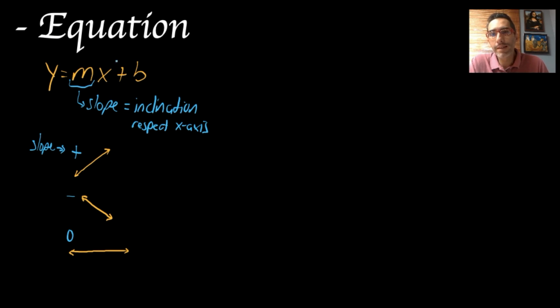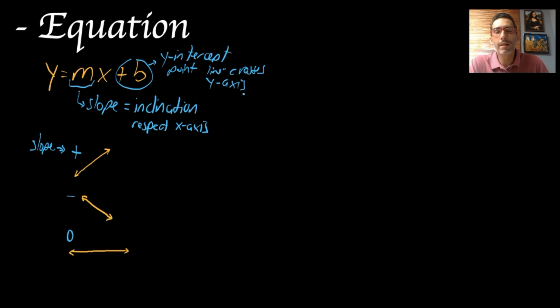Now, this other number, this b, will be another number, so what does this number represent? This represents the y-intercept. And by the y-intercept, what we mean is the point at which the line crosses the y-axis. The y-intercept is that point at which the line crosses the y-axis. That is what the number b will represent. So let's put that into an example.